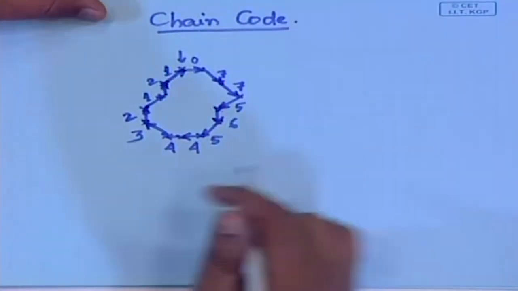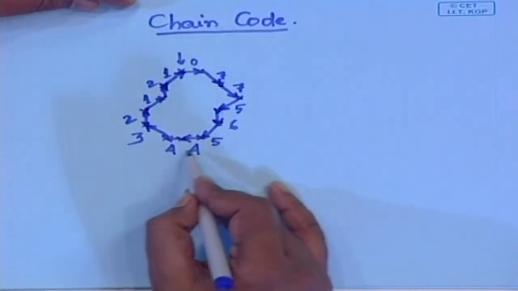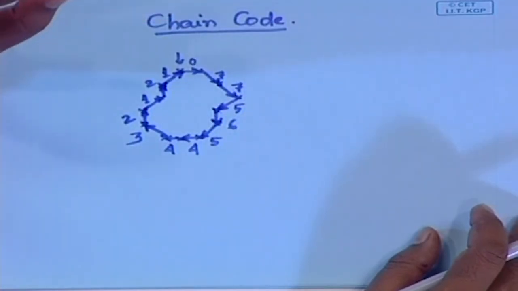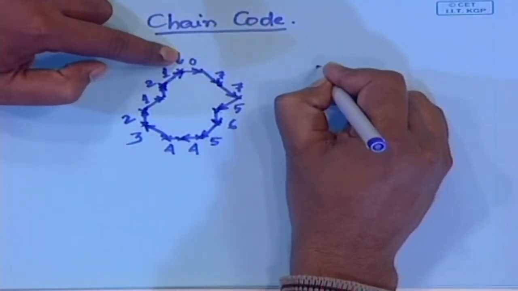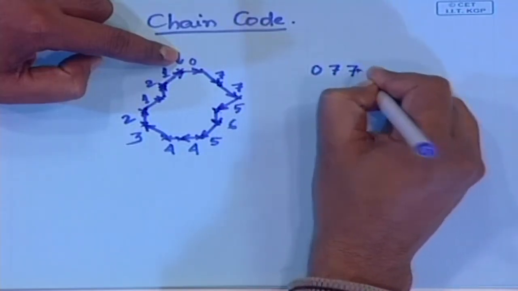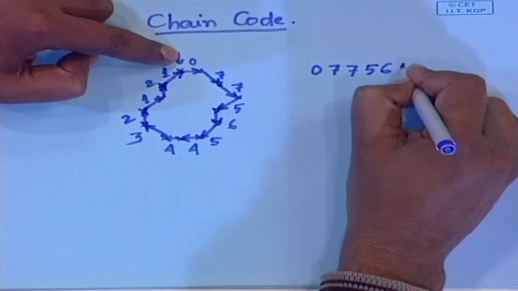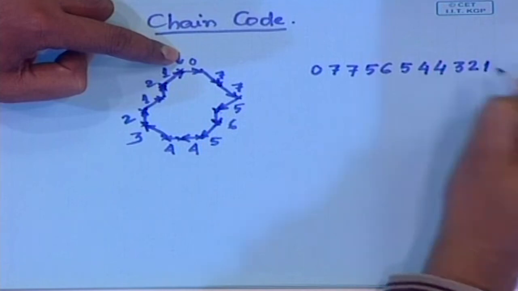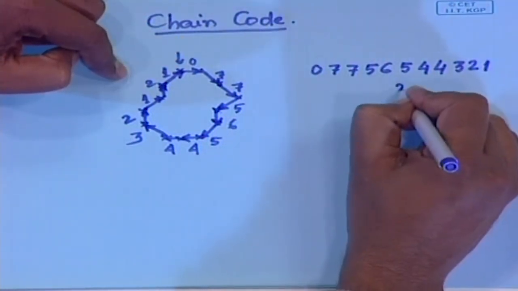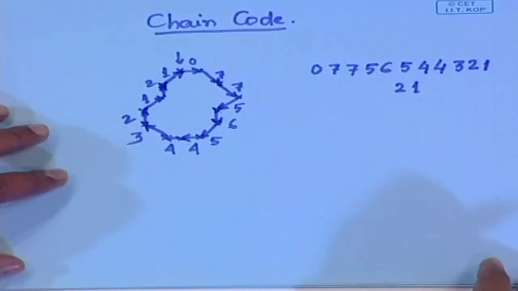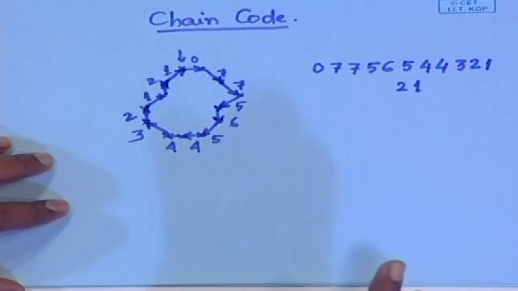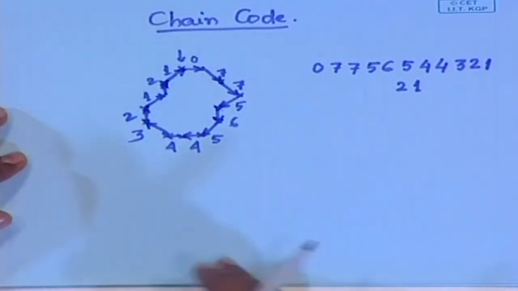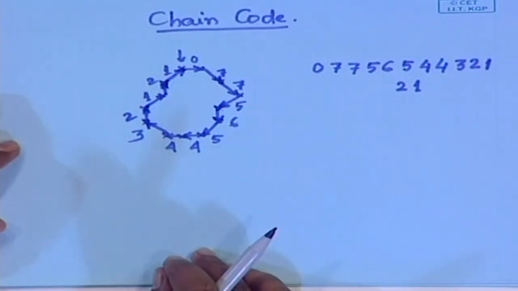Right. Now once I have this, you find that this sequence of movements can be used as a descriptor of this boundary. Okay. So the sequence becomes 0, 7, 7, 5, 6, 5, 4, 4, 3, 2, 1, 2, 1. Okay. So this codes the directions of the linear line segments.